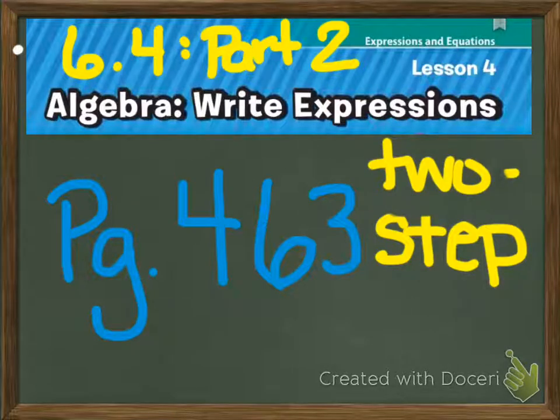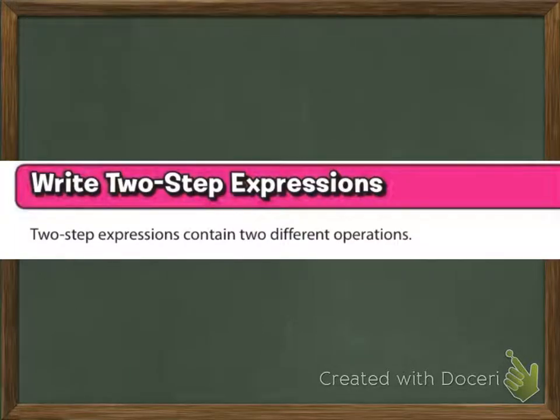All right, we're working on 6.4 part 2 because we're going to be working on the two-step equations now. And that's going to begin on page 463 where right in the middle of the page it says write two-step equations, or expressions, I'm sorry. All right, so write two-step expressions.